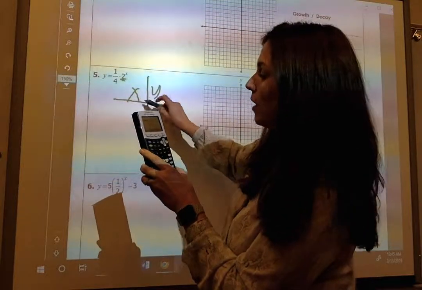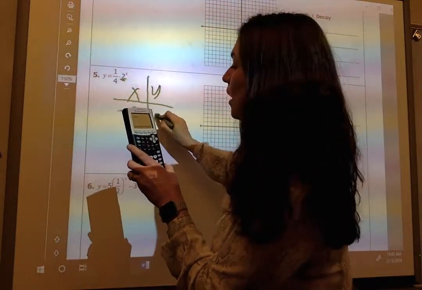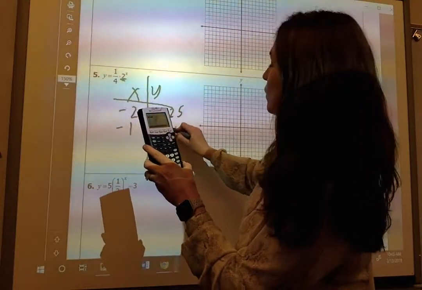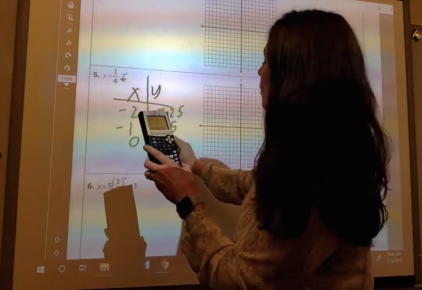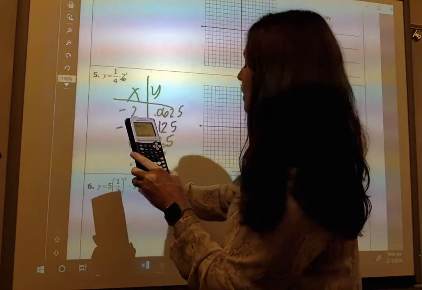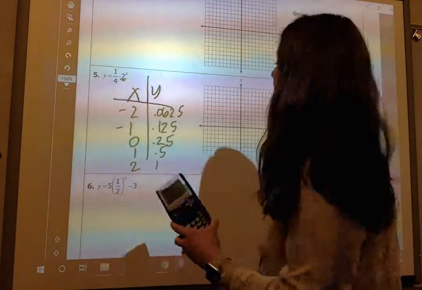So when x is negative 2, y is 0.0625. When x is negative 1, y is 0.125. When x is 0, y is 0.25. When x is 1, y is 0.5. And when x is 2, y is 1.